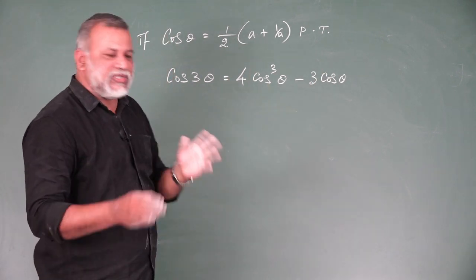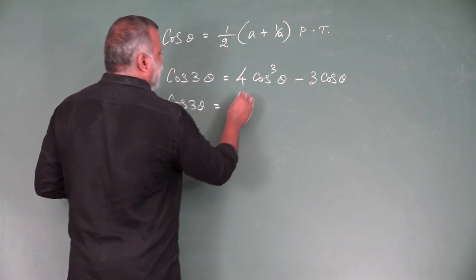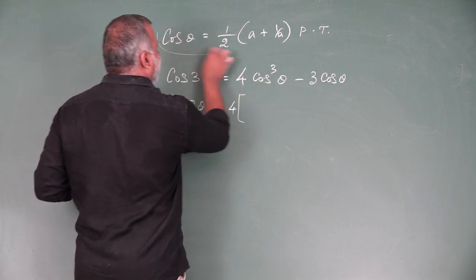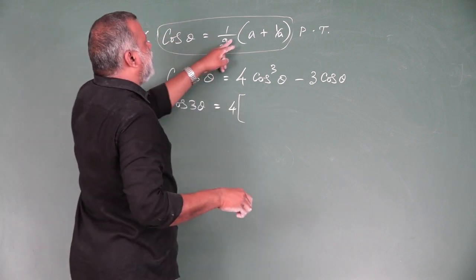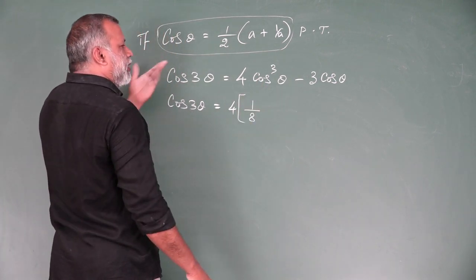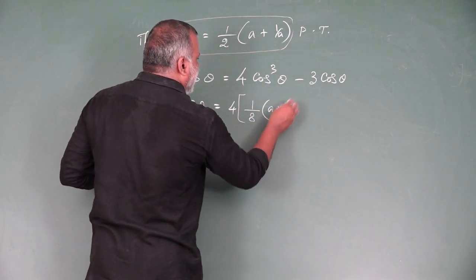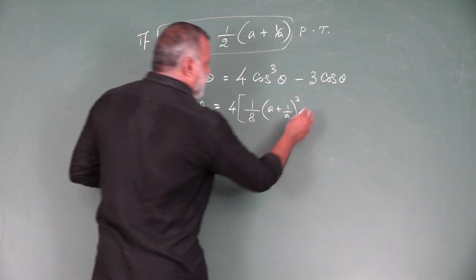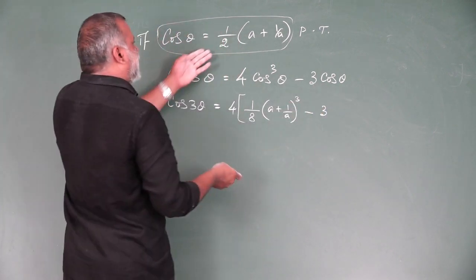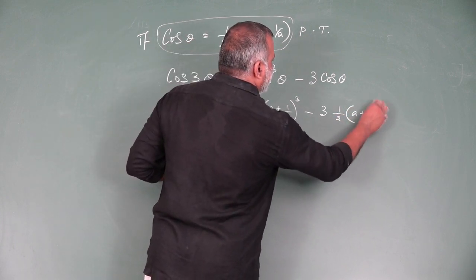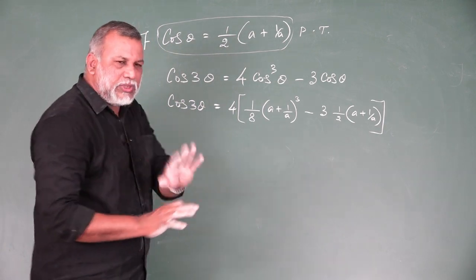Just substitute the value of cos theta here. So cos 3 theta is equal to 4, which is a coefficient here. See cos cube. So cos is given. This is the cos value. So cos cube means we have to cube this value. So 1 by 2 cube means 1 by 8. After that we have a plus 1 by a whole cube, minus 3. What is the cos value here? Half into a plus 1 by a. That's all. Only one value. We substitute the value. That's all.